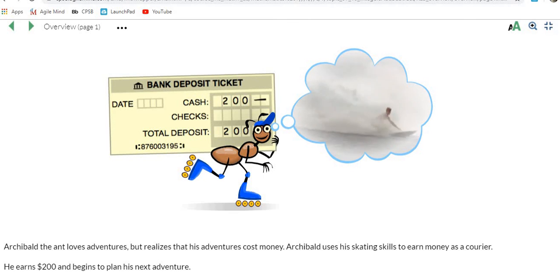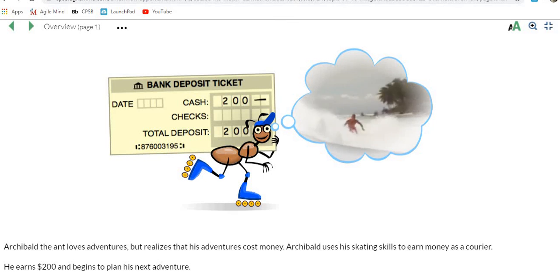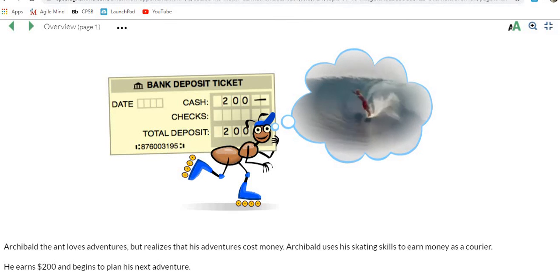So, he earns $200 and begins to plan his next adventure. Alright, so he made some money. We're going to look at his adventures.